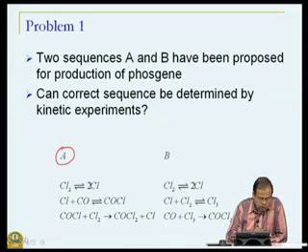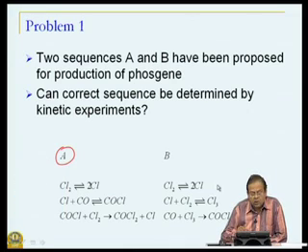Mechanism B also starts with the same breakdown of chlorine into chlorine atoms, but this chlorine radical interacts with Cl2 and then gives trichloride Cl3, and this Cl3 in turn interacts with carbon monoxide to give us phosgene gas. So, we have these two sequences with us. The question is, can the correct sequence be determined by kinetic experiments, whatever those experiments are required.